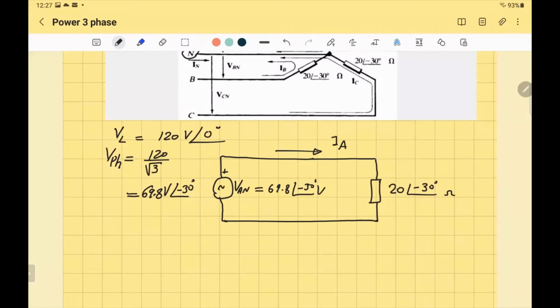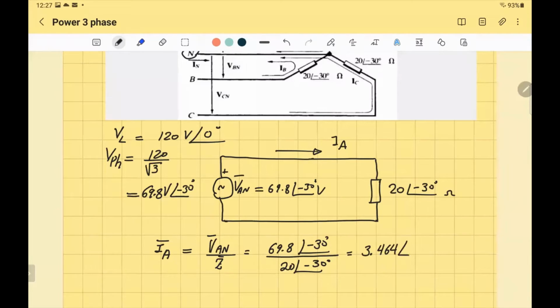IA is the phase current, that's true, but I don't worry about it because it's the same as the line current. So the phase current IA as a phasor is equal to the voltage AN, as a phasor, divided by Z. That will be 69.8 angle negative 30 divided by 20 angle negative 30. So you get the first current, and it's equal to 3.464 and the angle will be 0.